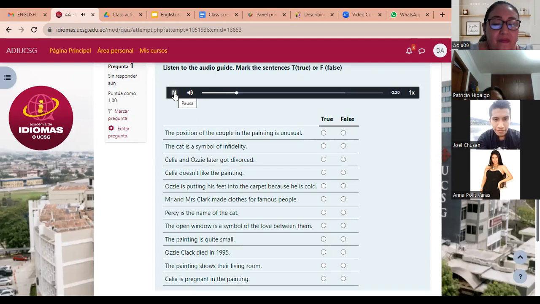Ozzie Clarke and Celia were fashion designers, and they had a very successful clothes shop in London. In the 1960s, they dressed a lot of the famous pop stars of the time, including the Rolling Stones and Eric Clapton.